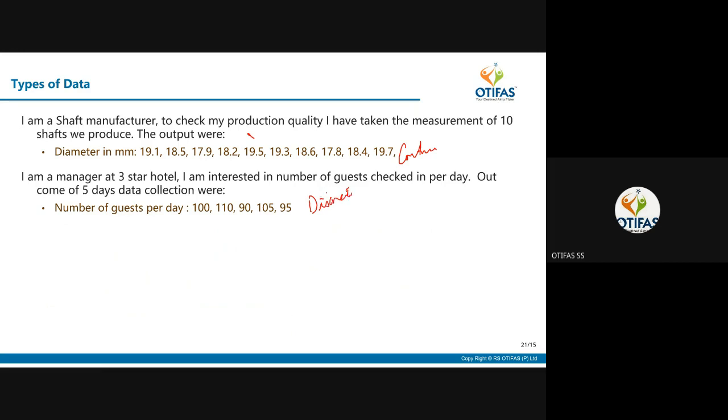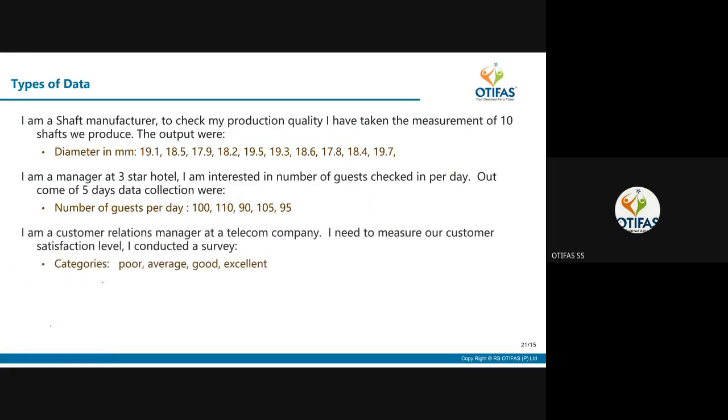Normally there is another word used in quality. Continuous, we call it variable. Here we can call it attribute. We will learn about attributes more. Now let's consider another two examples. Suppose you are a customer relations manager in a telecom company and you need to measure the satisfaction level of customers. So you conducted a survey, and you got a result like poor, average, good, excellent, etc.